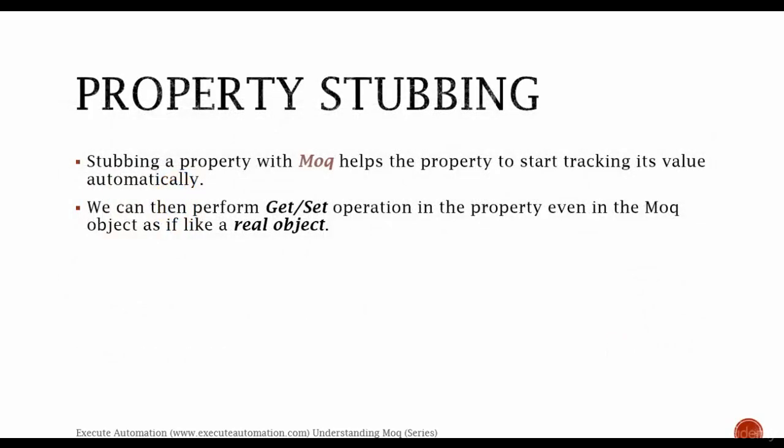Stubbing a property with mock helps the property to start tracking its value automatically, and that is the main purpose of property stubbing itself. We can then perform a get and set operation on the property which is stubbed, even in the mock object, as if it were a real object. And that is the greatest beauty of this property stubbing. So if you're not really getting what property stubbing is actually doing, let me flip to Visual Studio and show it clearly what it really means.